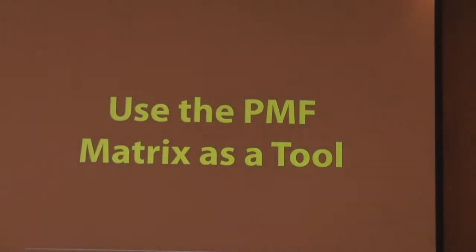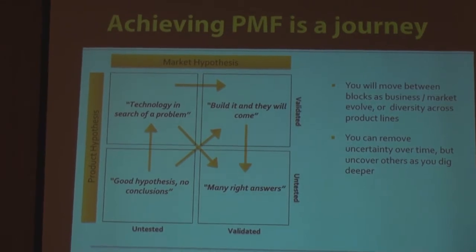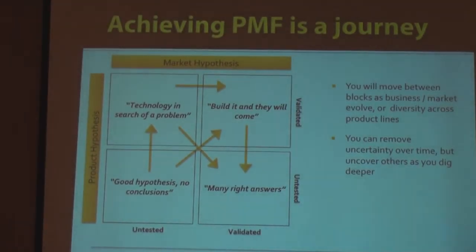So, use this matrix as a tool. I talked about how you will move back and forth through this matrix, right? So you may go from having a technology to understanding it very well, and as you dig deeper and uncover layers about your market, you may actually realize that you know less as you go deeper. You may not know exactly the money flow. You may not know something like that. So you will traverse this matrix and flip-flop back and forth as time goes on. So it's a dynamic and evolving journey.